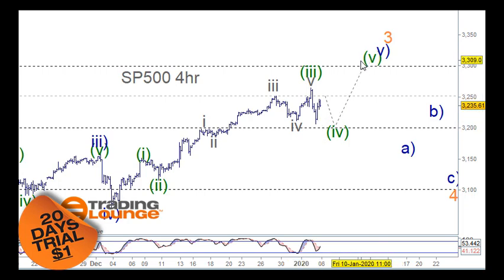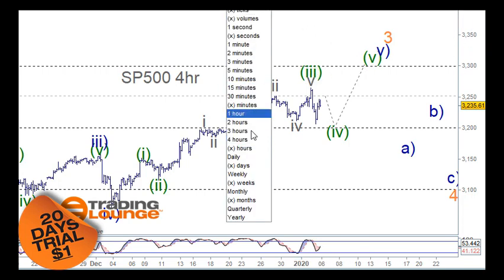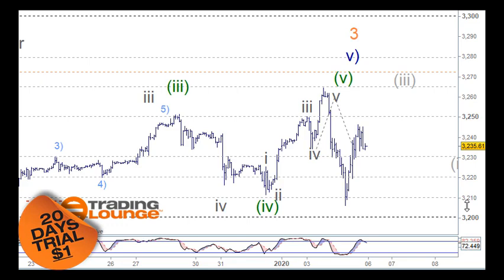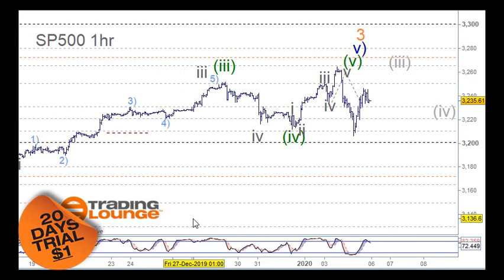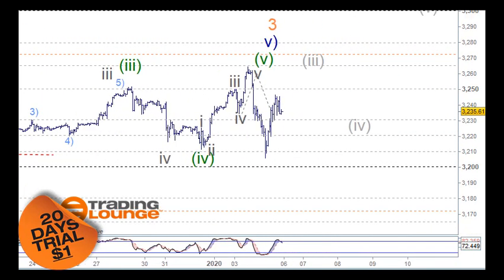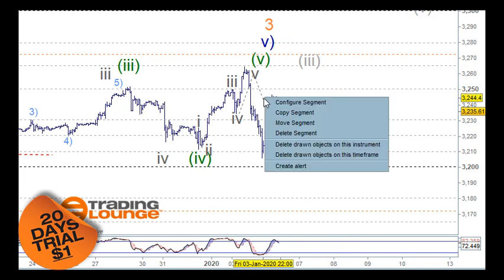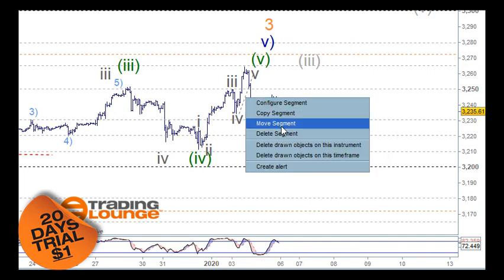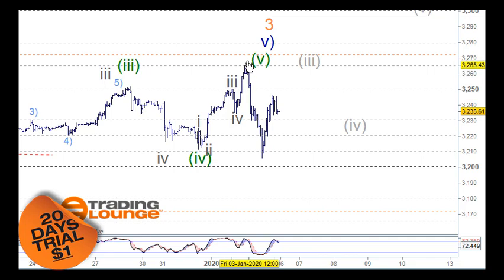Or the other count, which we'll look at now, is that this is wave 5 and being completed. So on the hourly chart, this one is being completed. Sorry, I haven't updated this, but we were looking for that last push higher last time, so that can be there.